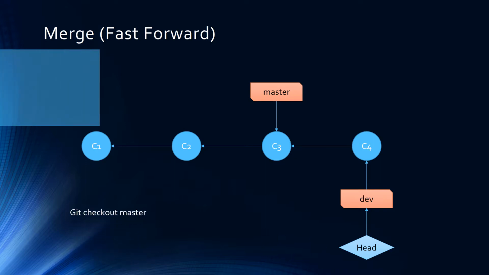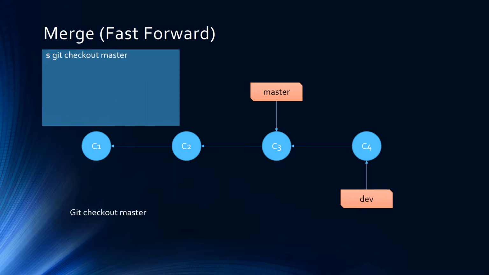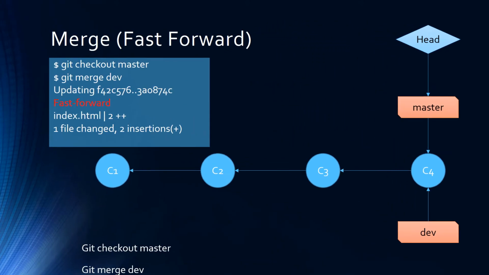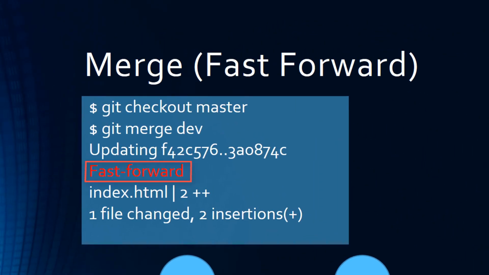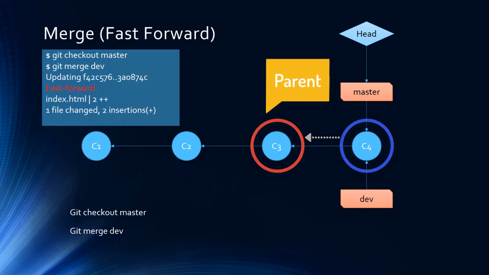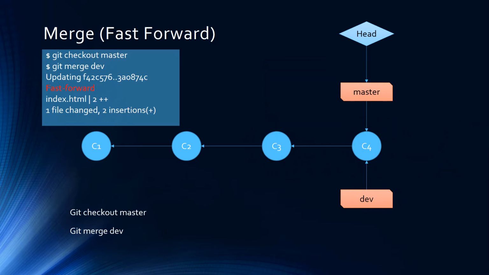First, we need to check out the master branch. Then we run git merge dev to merge the changes in the dev branch into master. You will notice the phrase fast forward in that merge. Because the commit pointed to by the branch you merged in was directly upstream of the commit you are on, Git simply moves the pointer forward.